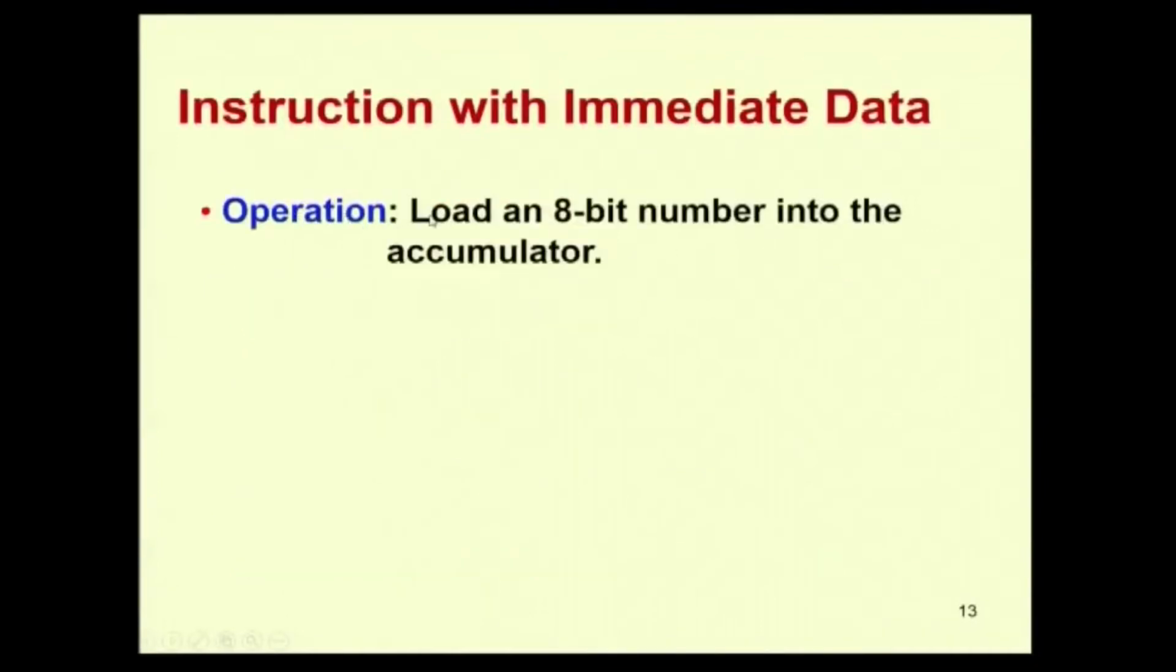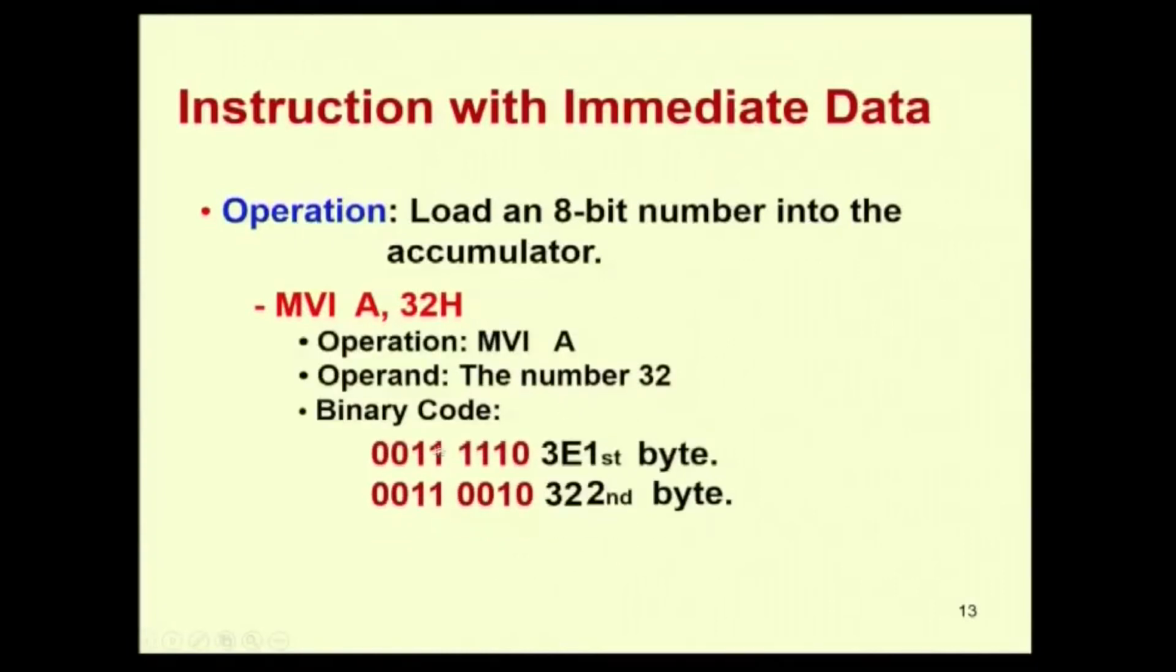So, you want to load an 8 bit number into the accumulator. Okay. Let us see the examples we saw in the previous slide. We will see a few examples. You want to move data to the accumulator. So, you have the opcode for this instruction, move immediate A, followed by the data. Both put together, it is a 2 byte instruction. Okay. So, move immediate A.